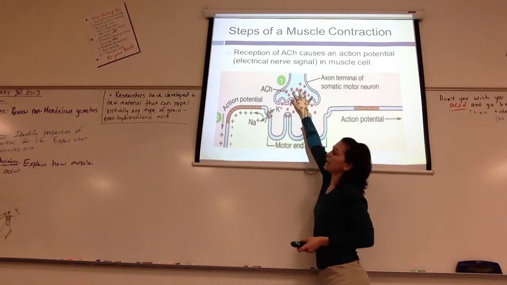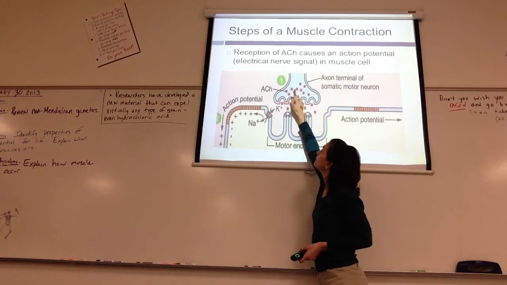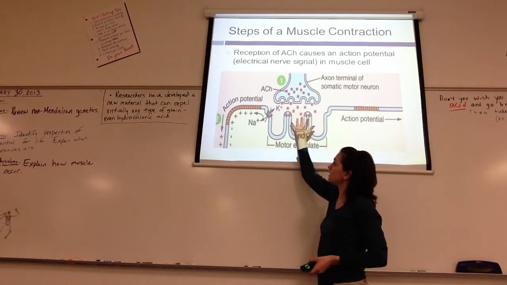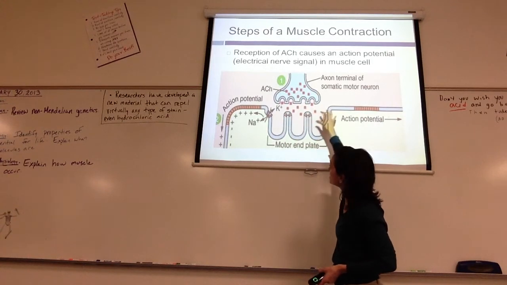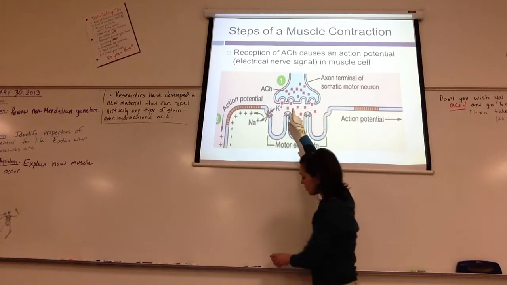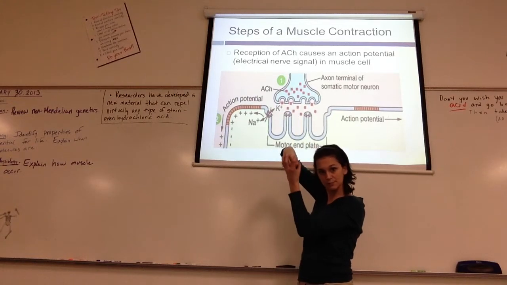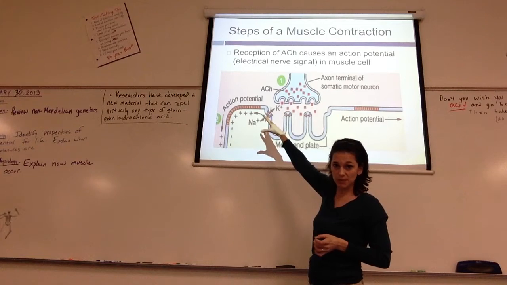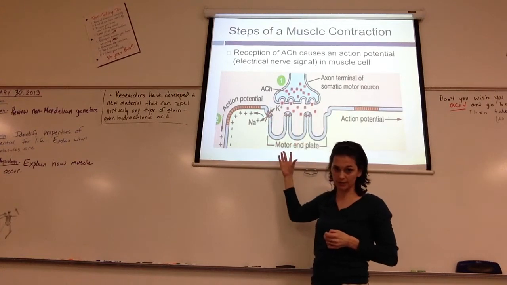So here again we have the end of our nerve. These little red squares are the acetylcholine. The acetylcholine are spilling into the space around the sarcolemma, and they are going to go and attach to receptors on the outside of the sarcolemma. And that attachment is going to cause what's called an action potential.